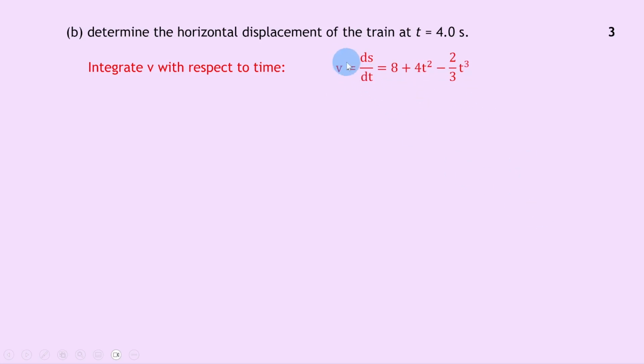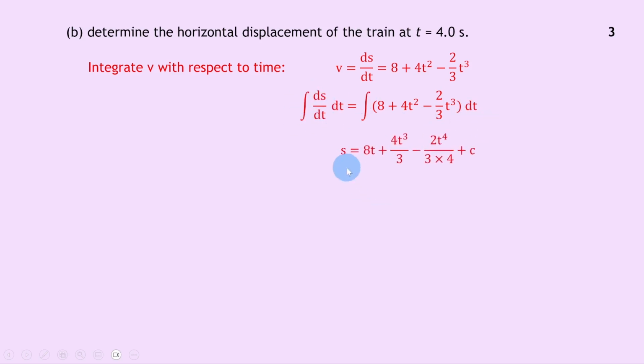Then we can ignore the v part and just integrate both of these terms. So we have the integral of ds by dt is equal to the integral of 8 plus 4t squared minus 2/3 t cubed dt. So integrating velocity will just give us s on this side, and then integrating, remember we want to raise the power by 1 and divide by the new power. So we have 8t plus 4t cubed over 3 minus 2t to the 4 over 3 times 4, plus c, which is our constant. We can then tidy this up a bit, so we have s equals 8t plus 4t cubed over 3 minus t to the 4 over 6 plus c.